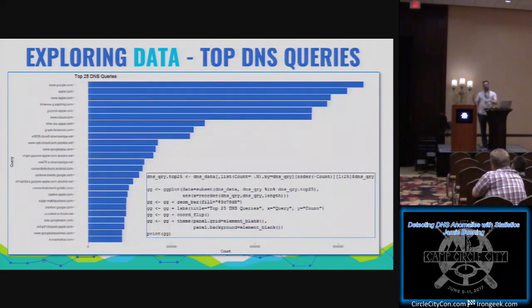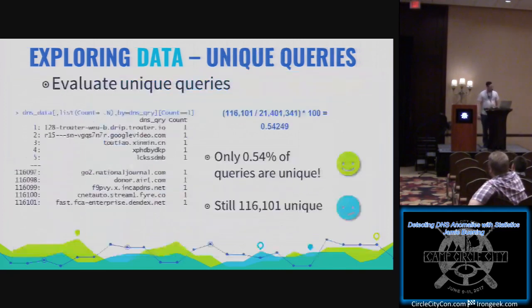So again, going through, getting familiar with the data, what it looks like. One question we might want to look at initially to see an overview of this is top 25 queries, right? So this is a code snippet there in the graph. It's probably hard to see, but when you look at this, this is what you would expect if you think about user systems, right? You'll see Google, Apple, some Amazon stuff, Facebook, maybe some video and streaming sites. So another quick look there.